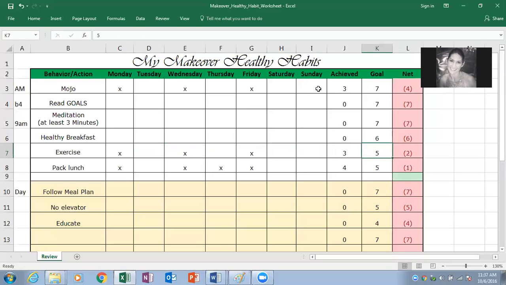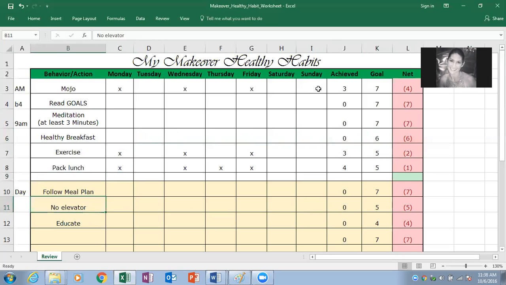And honestly, you want to make sure you go a little bit higher than that on your goal, especially for exercise. The same with healthy breakfast. Whatever you want to put, make sure you push yourself a little bit beyond your comfort zone. That's the only way you're going to improve. All right? Okay. Now, throughout your day.